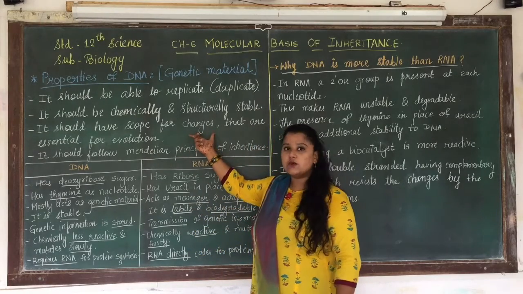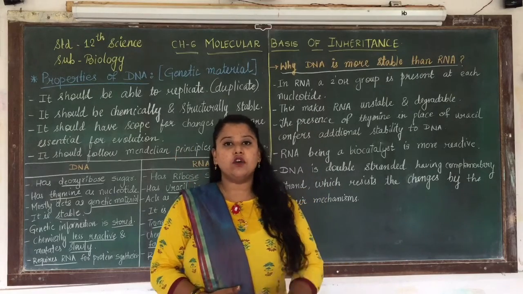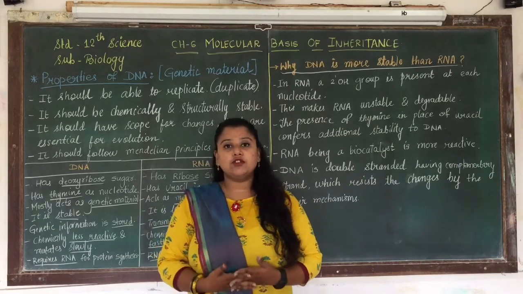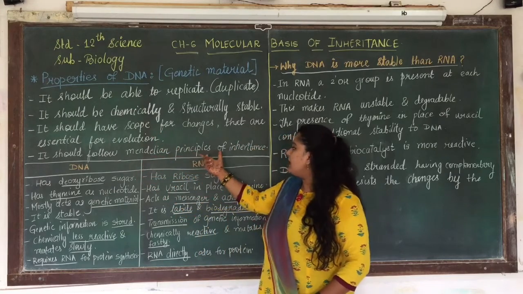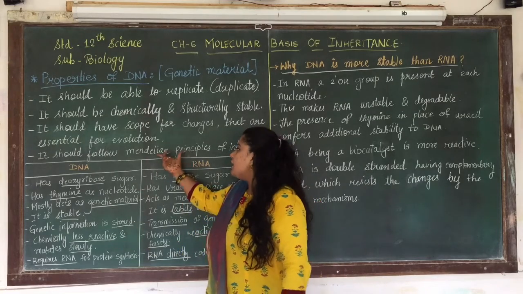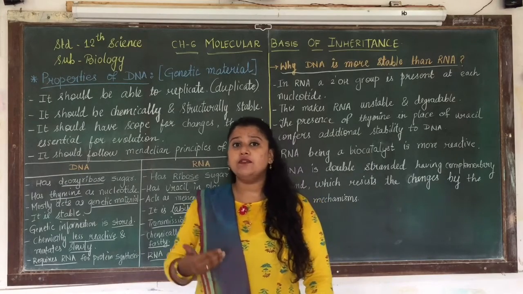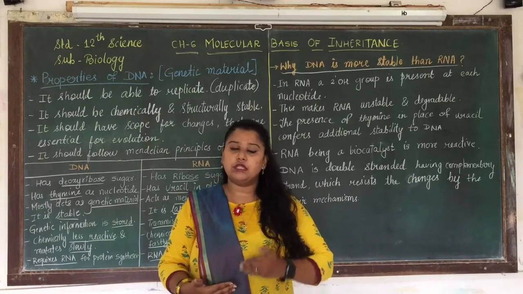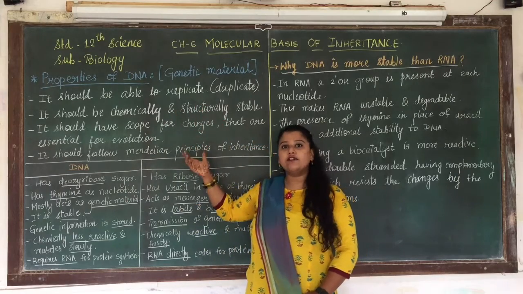The changes which are carried out are essential for evolution, right? For the occurrence of the evolution, the changes or the mutation should take place, and that should be done by the DNA, right? It should follow Mendelian principles of inheritance, and the last characteristic of the DNA is it should follow Mendelian principles of inheritance. That means it should have the ability to pass the genetic information from one generation to the next generation. So these are the main characteristics or properties of DNA, right?